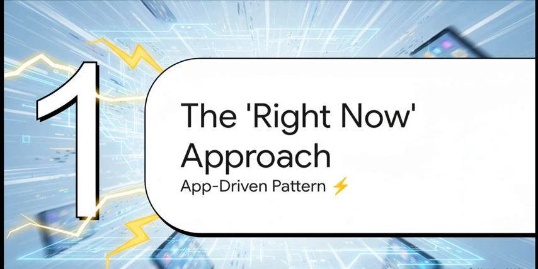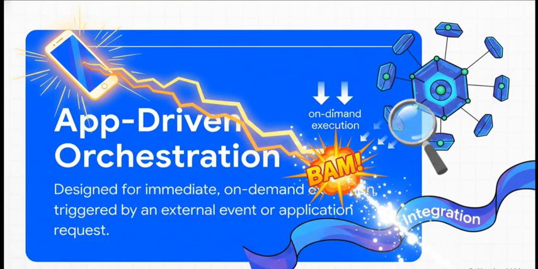All right, first up, the need for speed. We're talking about app-driven orchestration. This is the pattern for all those things that just can't wait. So what does that actually mean? Well, an app-driven orchestration is all about on-demand action. It doesn't have its own schedule, it's not proactive, it just sits there waiting for something else, an external event, to tell it to go. So an application makes a request and bam, the integration just fires up instantly.